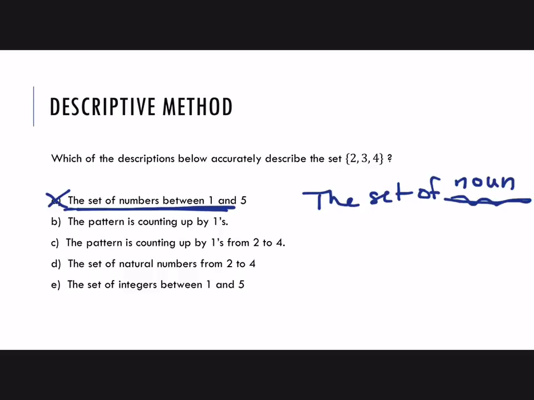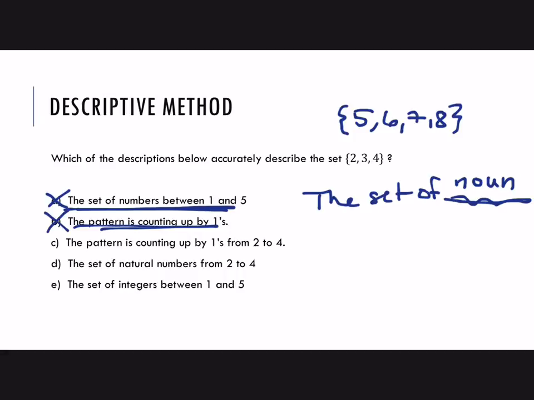So you usually fill this in with some sort of noun phrase, rather than just describing the pattern. And similarly, there are many sets that count up by ones. So this description doesn't lead me to necessarily think of 2, 3, 4. Maybe somebody would think of 5, 6, 7, 8. So that one's not accurate enough.